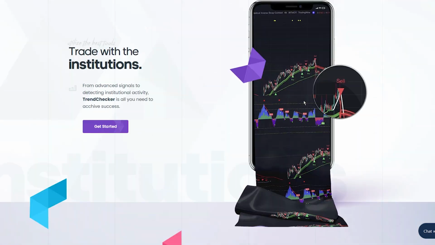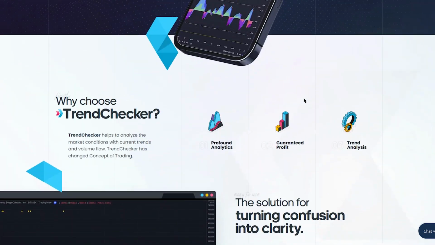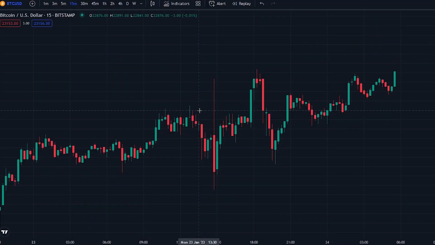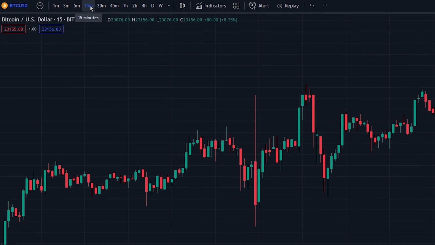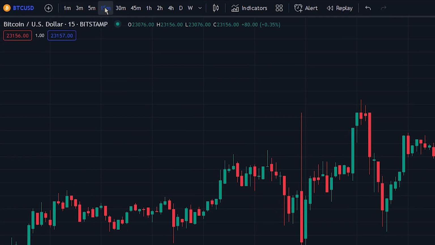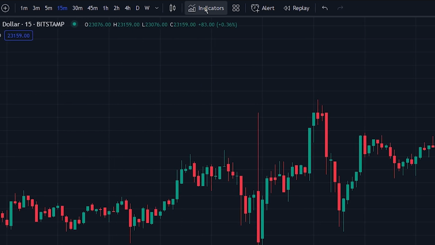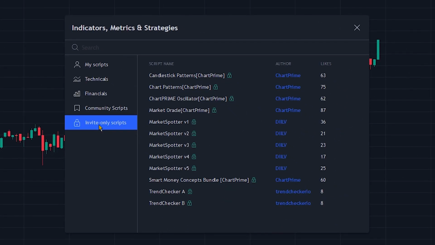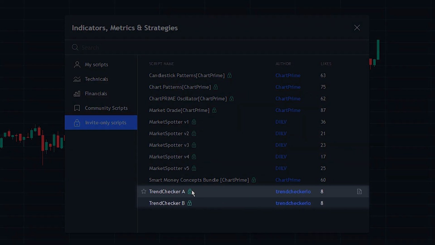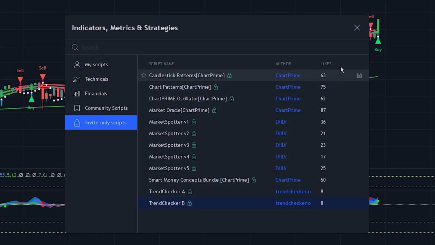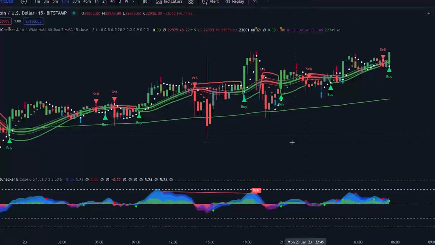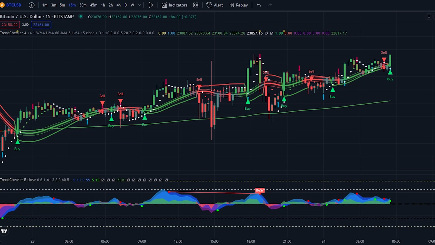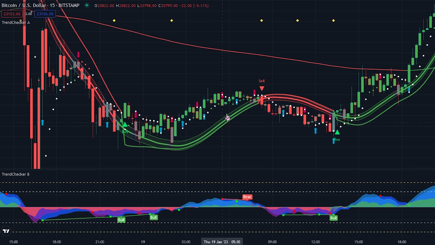Now let's head over to TradingView and add the indicators to the chart. Let's first change the time frame of the chart to the 15-minute time frame. After that, head over to the Indicator Search tab and click on the Invite-Only Scripts. We will be selecting the Trend Checker A and Trend Checker B indicators. Now let's take a look at how the indicators work and how we can use them to know when to enter into positions.